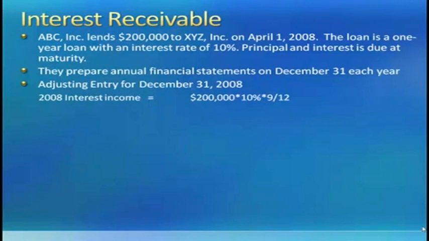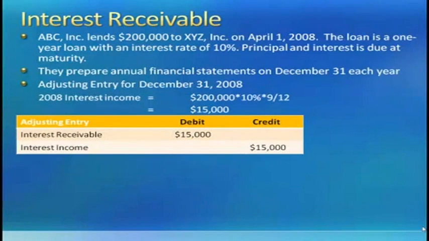9 over 12 is representing that it's 9 months in the current year out of a 12-month annual rate. The 10% represents an annual rate. So 12 is how many months are in a year, and 9 is how many months in the current year you're accruing the interest. April 1st through December 31st is 9 months. When you do that calculation, you come up with $15,000. So that means that even though we're going to receive $20,000 in interest on April 1st of 2009, $15,000 of it is earned in the current year in 2008.